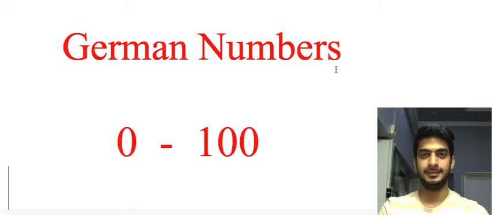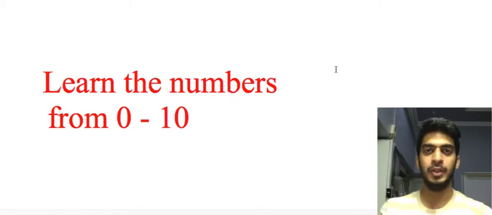In today's session, I'm going to explain to you the concept of numbers in German from 0 to 100. So, let's begin the session. German numbers from 0 to 100. The concept of numbers in German follows a fixed pattern with certain rules that one needs to follow while writing them. Rule number 1. You have to learn the numbers from 0 to 10 by heart.